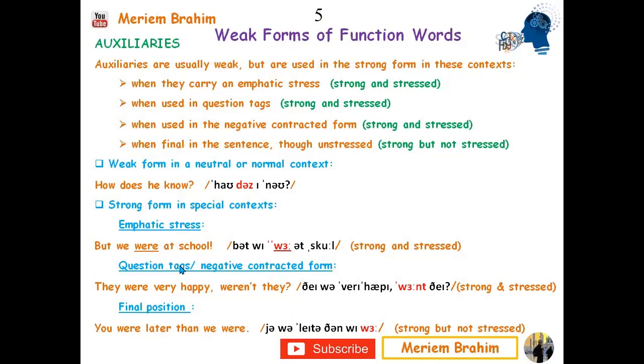Auxiliaries are strong and stressed when they appear in question tags or negative contracted form. For example, they were very happy. Weren't they? So here, "weren't" is strong and stressed.